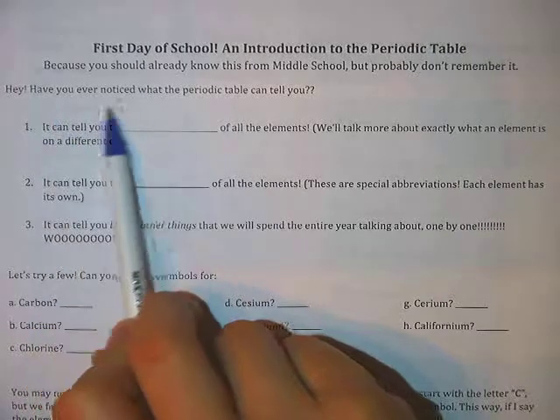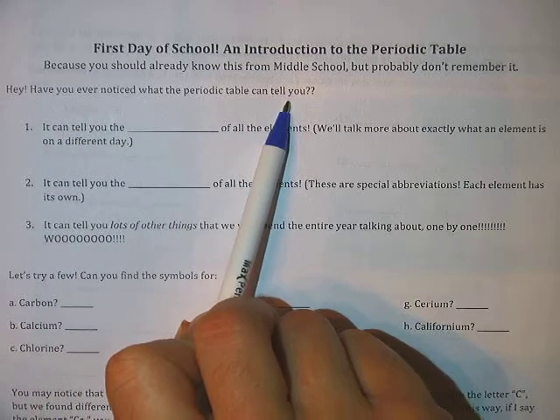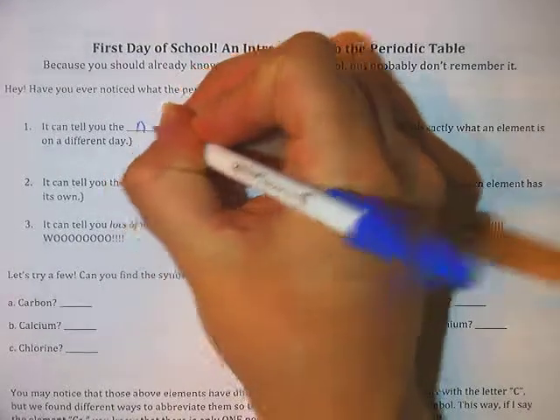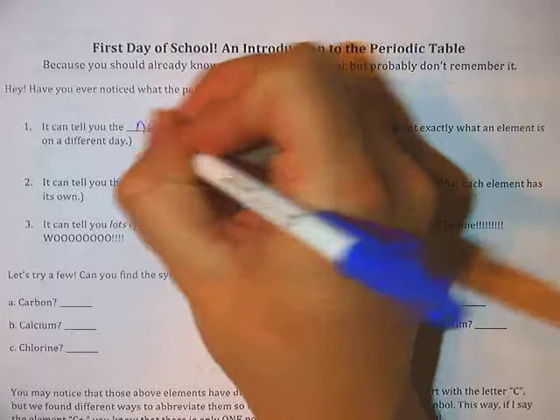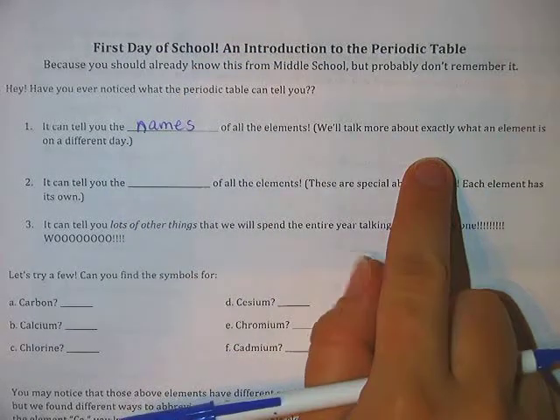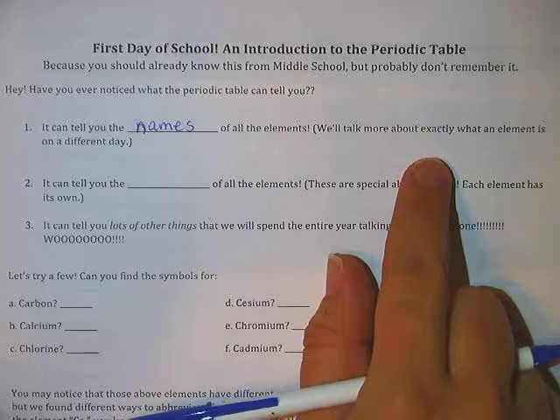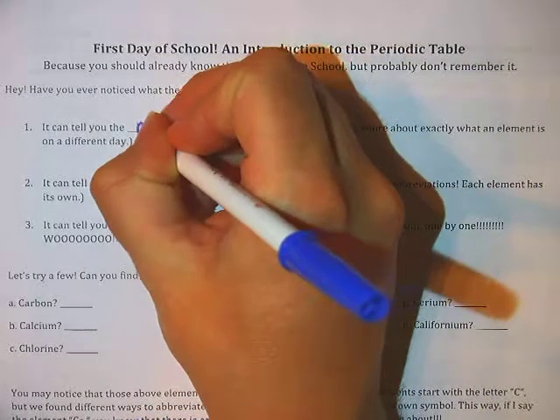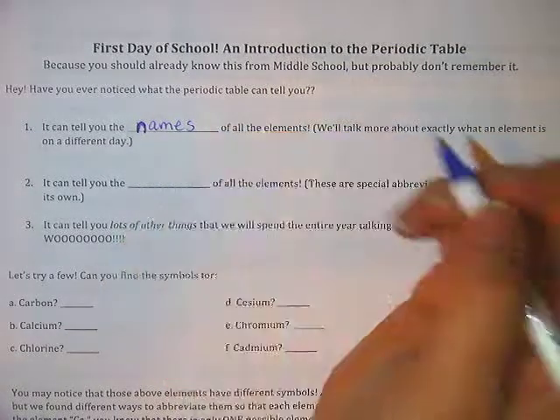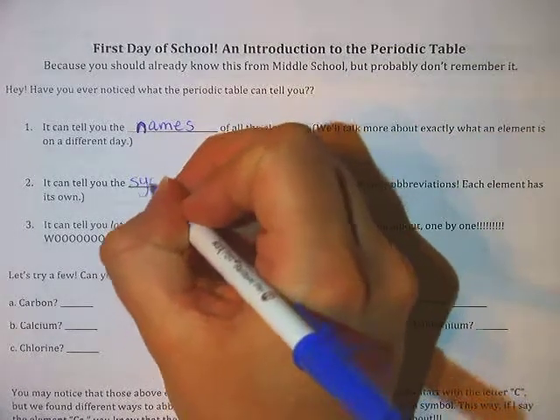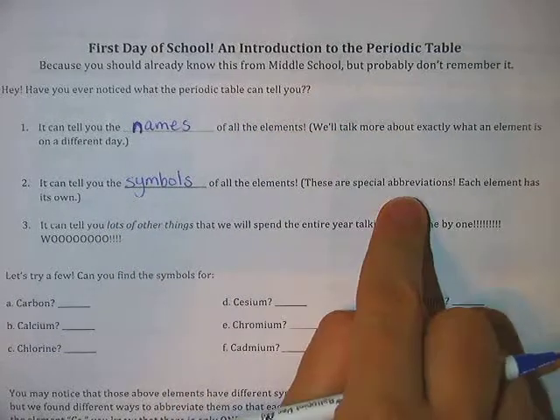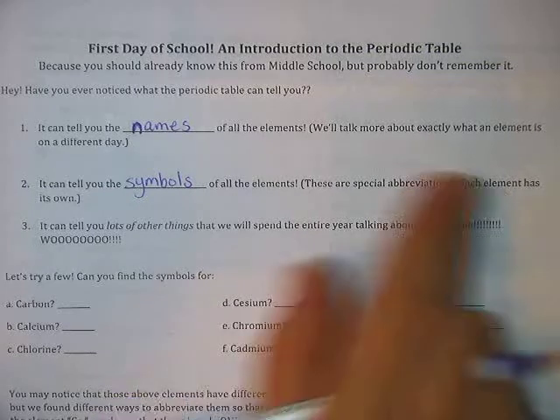Hey, have you ever noticed what the periodic table can tell you? It can tell you the names of all the elements. We're going to talk more exactly about what an element is on a different day. We'll talk about it a little bit today, but more later. The periodic table can also tell you the symbols of all the elements. These are special abbreviations. Each element has its own symbol.